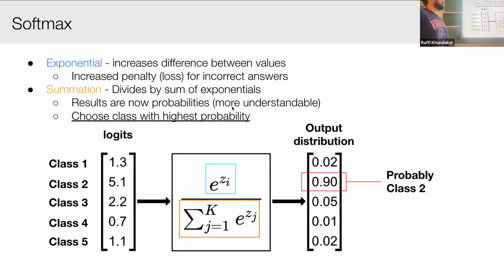The bigger reason why we use the exponential, E raised to some number, is that it exaggerates differences between values. Originally, for example, 1.3 and 5.1 are separated by a magnitude of about 4. But after we do our softmax, the 1.3 gets mapped to about 0.02, and that class 2 probability gets shot up to 0.9. So we're really exaggerating those differences.